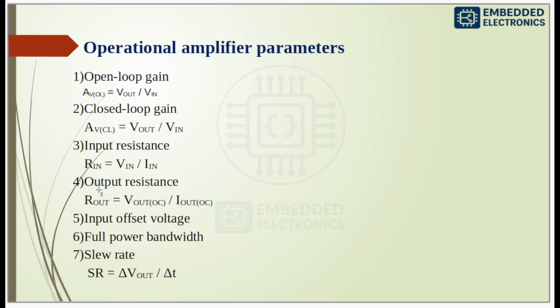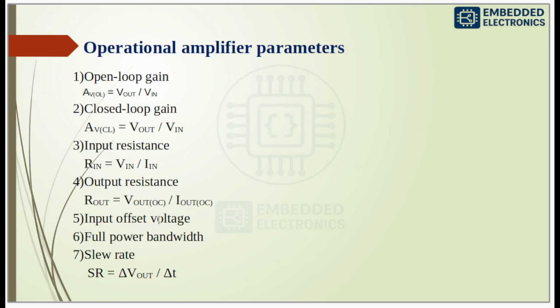Next is the output resistance. It is defined as the ratio of open circuit output voltage to short circuit output current. It is expressed using the unit ohms. The ideal value is 0 ohm and practical values range from less than 10 ohm to around 100 ohm, and it is given by the formula V out divided by I out.